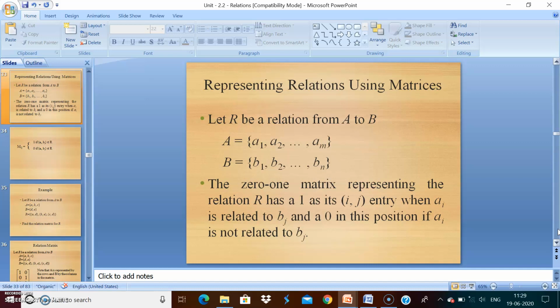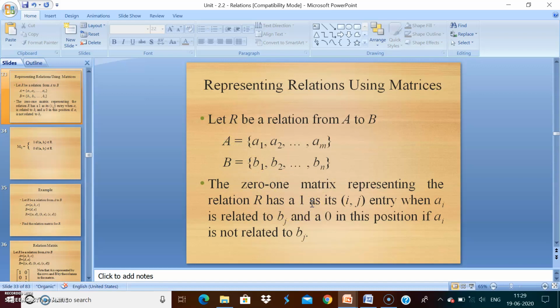Let A, B be two non-empty finite sets. Let R be a relation from A to B. So A equals A1, A2, A3, A4 and B equals B1, B2, B3, Bn. Always A means the number of rows, and B means the number of columns. Any relation from A to B is mentioned always here.